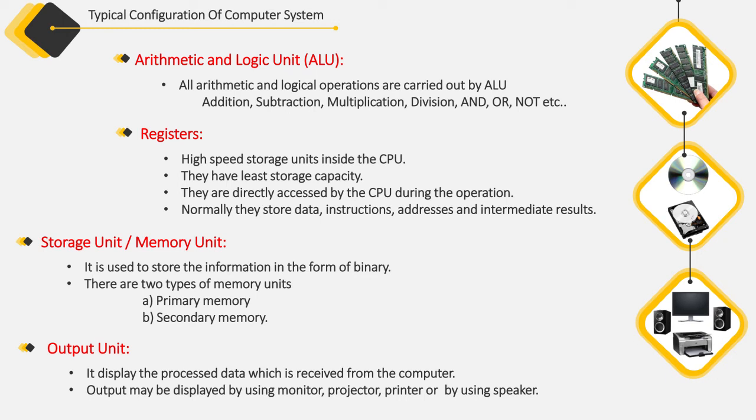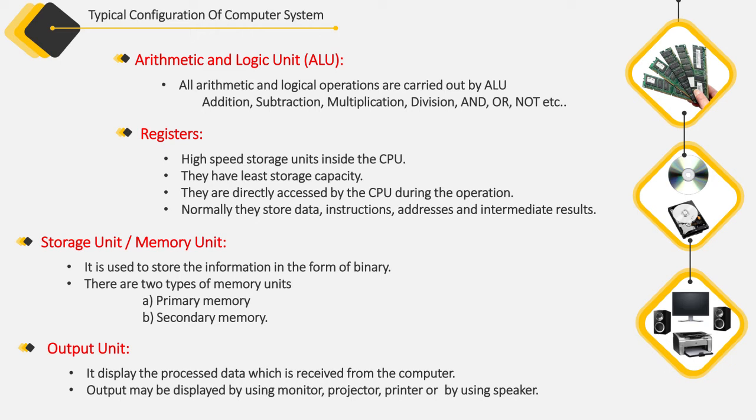Registers. Registers are high-speed storage units inside the CPU. They have the least storage capacity. Registers are directly accessed by the CPU during operation. Normally, they store the data, instructions, addresses, and intermediate results.